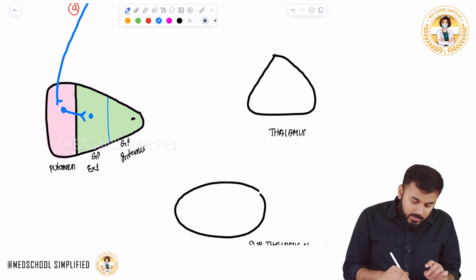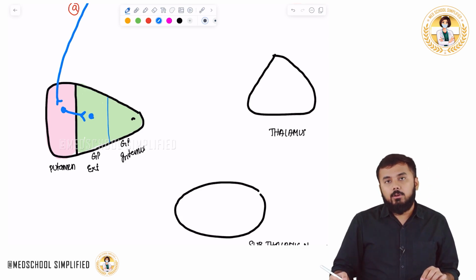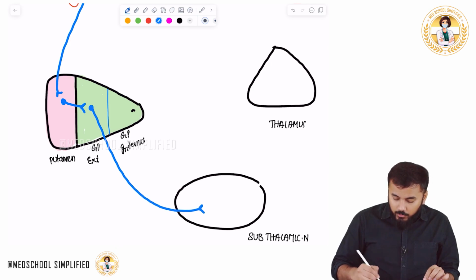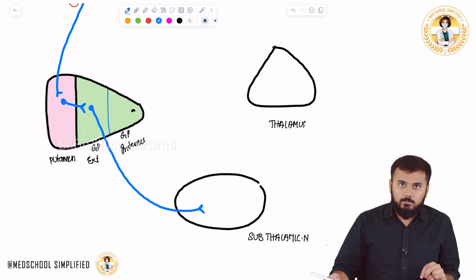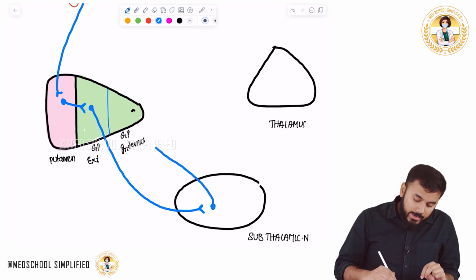From globus pallidus externus, you have got a third neuron. And this third neuron is not entering into globus pallidus internus. Rather, this third neuron is right now entering into where? It is entering into the subthalamic nuclei. From the subthalamic nuclei, you have got the fourth neuron. Now, this will enter into your globus pallidus internus.